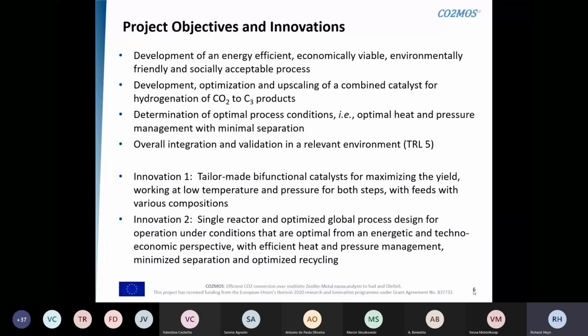So our primary innovation is these tailor-made bifunctional catalysts. And then our second innovation is this idea about having a single reactor and an optimized global process design.